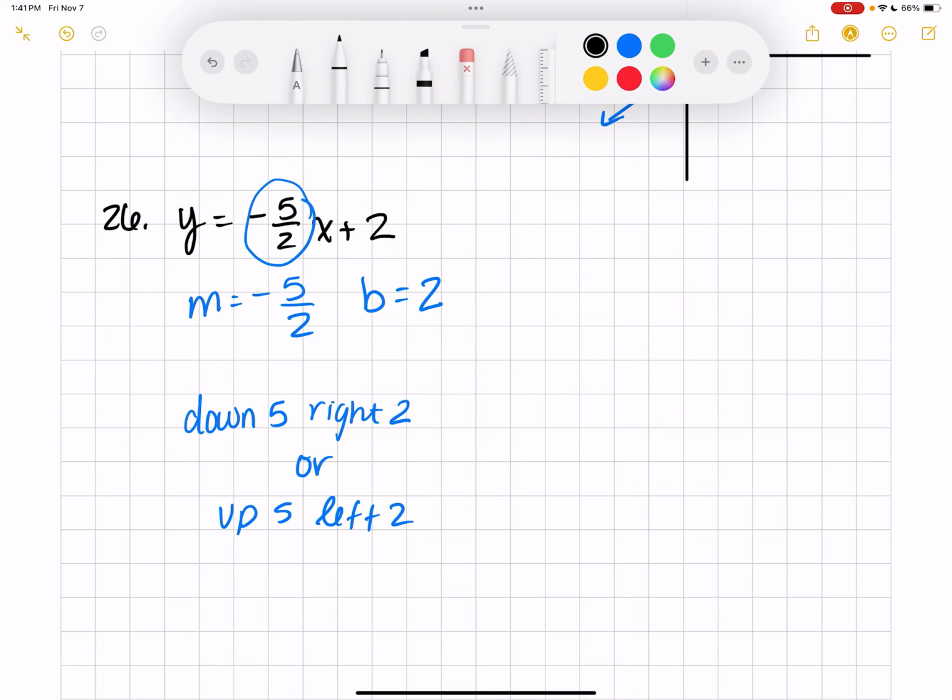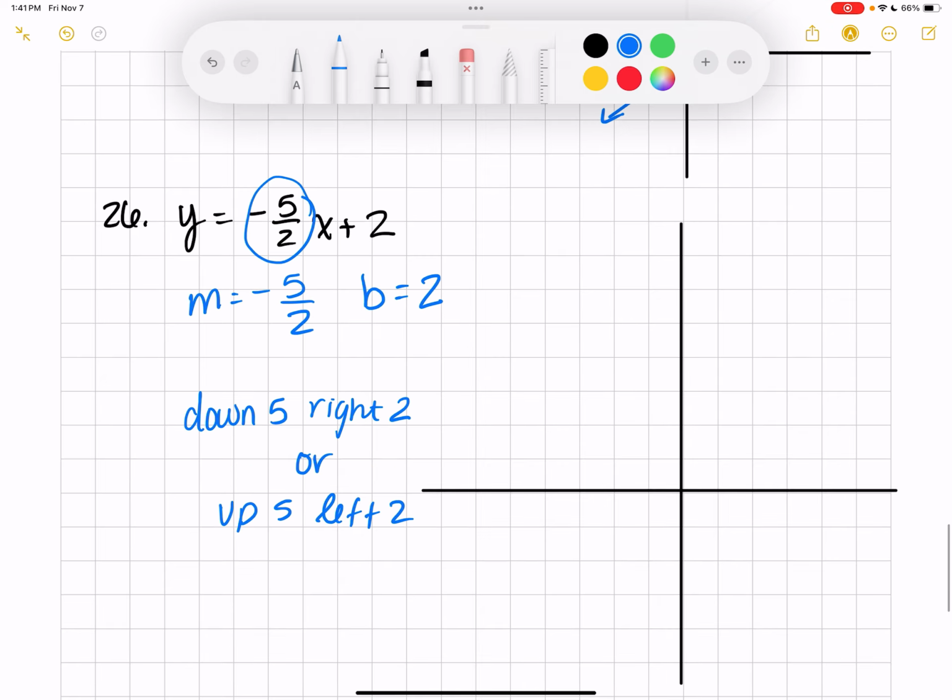I forgot what you do with b. We plot that first. 2. All right. 2 over 1. Just 2, but yeah. All right, so the intercept goes on my y-axis at 2. Now I go down 5, right 2. So down 1, 2, 3, 4, 5, right 1, 2. But I don't really want to make my graph any larger than it already is. So this time I'm going to go up 5, left 2 so that I don't have to have a ginormous graph. 1, 2, 3, 4, 5, back 1, 2.